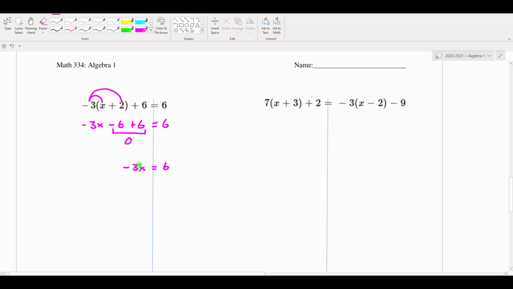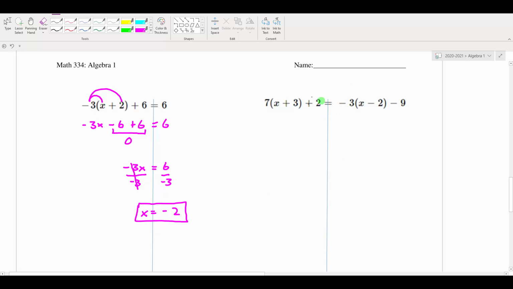All right, and then I take a look at this thing. I see a multiplication here between negative 3 and x, so I'm going to undo that multiplication with a division. All right, so I'm going to divide by negative 3. Those cancel, leaving me with 1x. And then 6 divided by negative 3. All right, so we have a positive divided by a negative, so I know it's going to be a negative answer. And then 6 divided by 3 is 2. There's my solution.